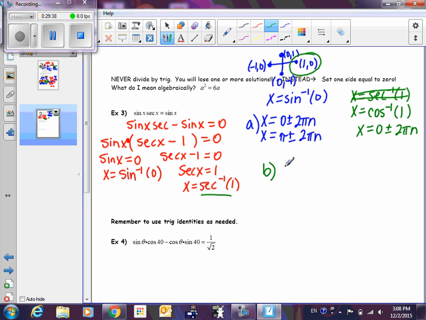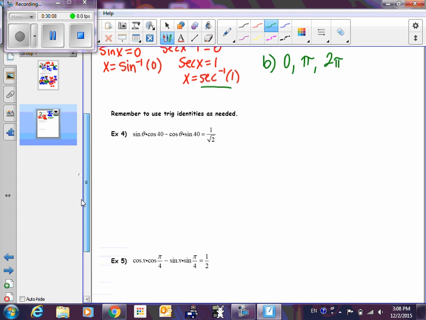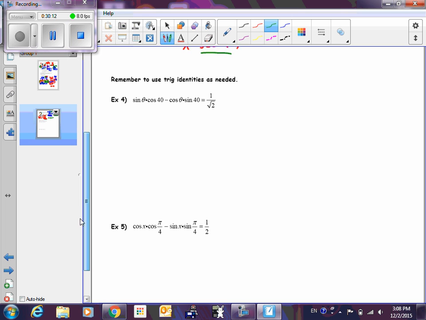What are our answers? 0. What else? Pi and 2 pi. If you left off 2 pi, that would be okay, since that's kind of like our stopping point, just by adding 2 pi to 0. Like, you want to keep going. If you left off 2 pi, that would be okay. Okay, let's do one more example. Let's do example 4.